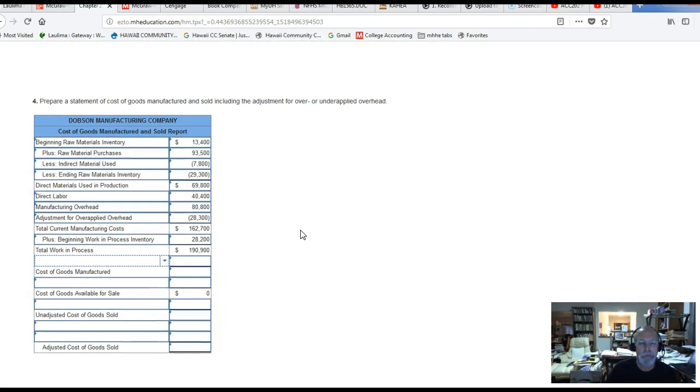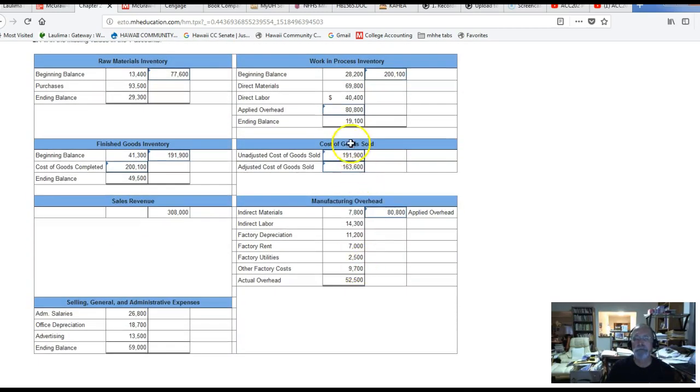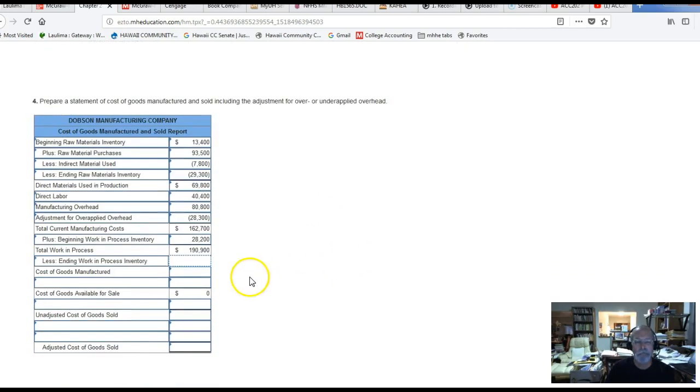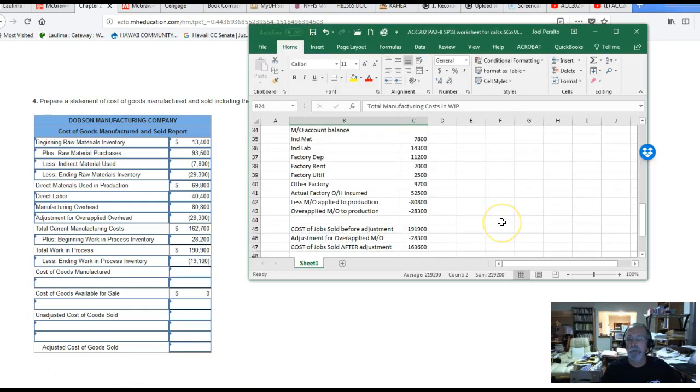That's not a total we can trace to our ledger account. Then we would probably have to subtract our ending work in process inventory balance, which was 19.1. And that total would give us cost of goods manufactured.